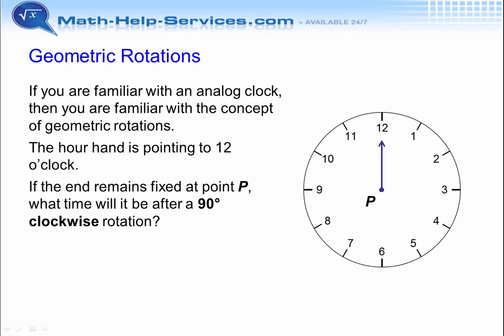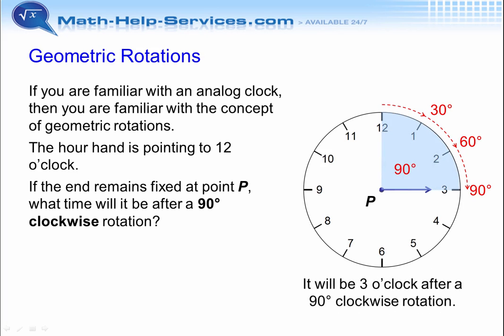Notice the clock is divided into 12 equal segments. If an entire circle has 360 degrees, well, 360 divided by 12 is 30. So that means that each time the hand goes one space, it goes 30 degrees. So to go from 12 to 1 would be 30 degrees. To go from 1 to 2 would be another 30 degrees for a total of 60 degrees. From 2 to 3 would be another 30 degrees, and that's 90 degrees. It will be 3 o'clock after a 90-degree clockwise rotation.